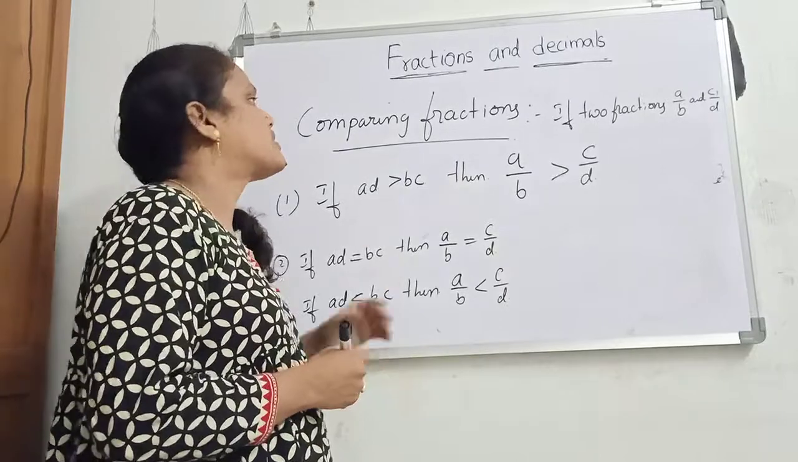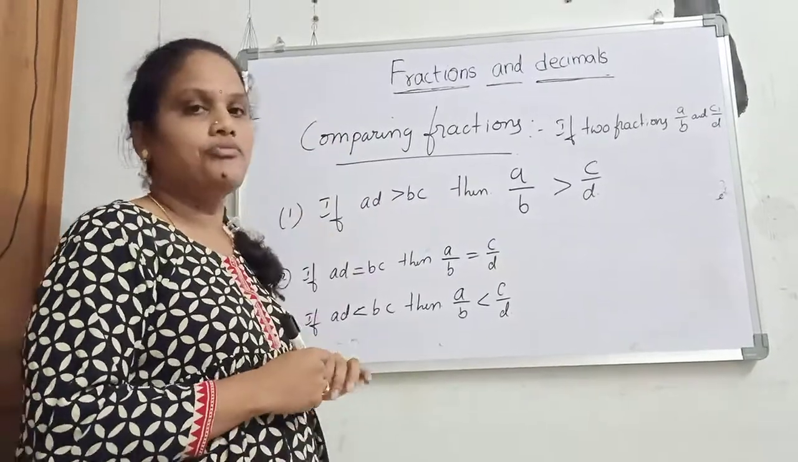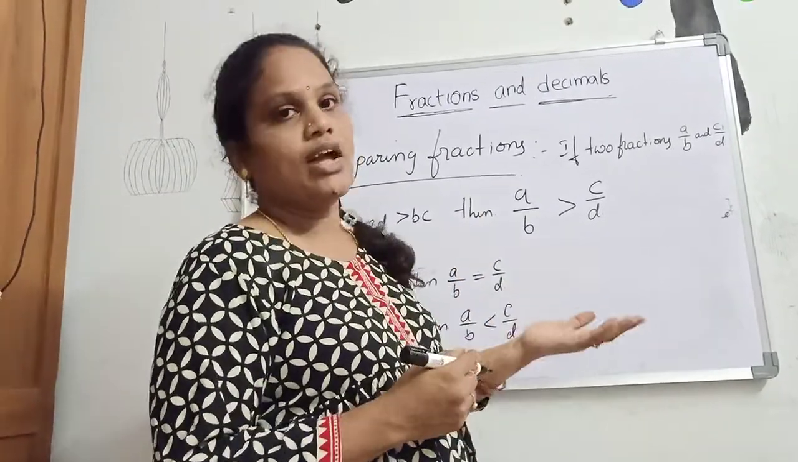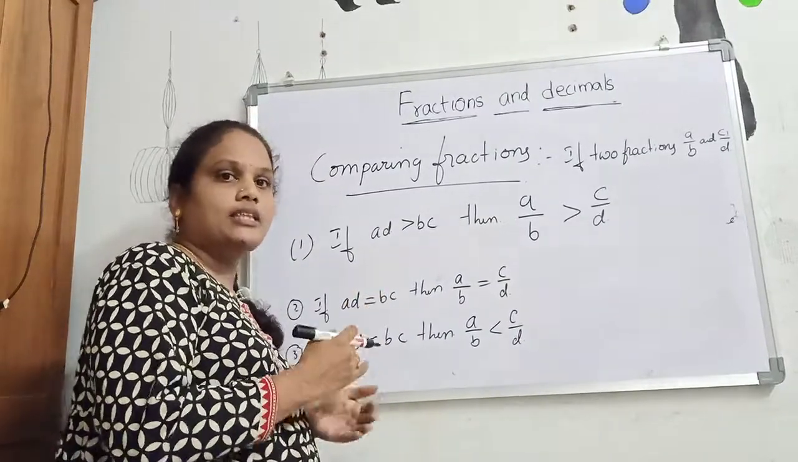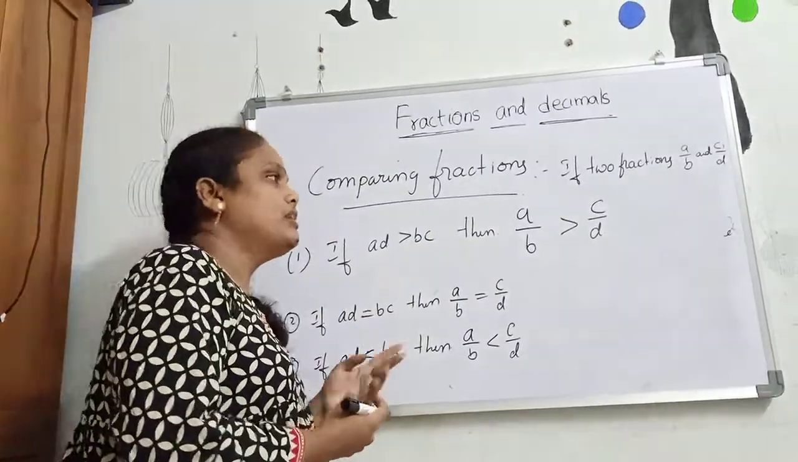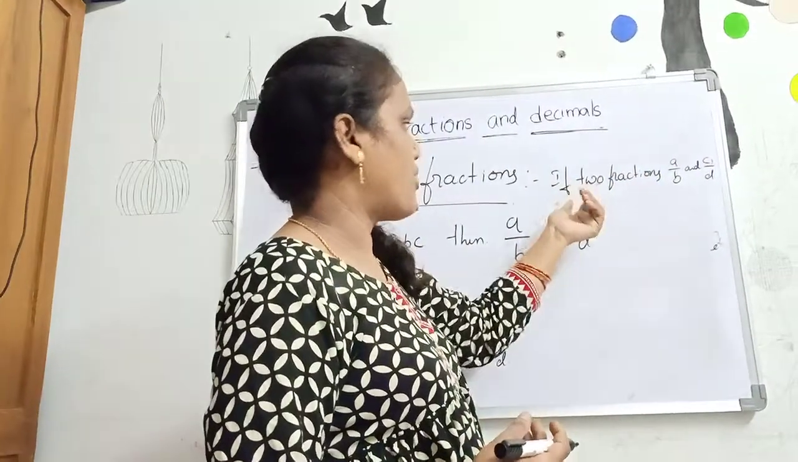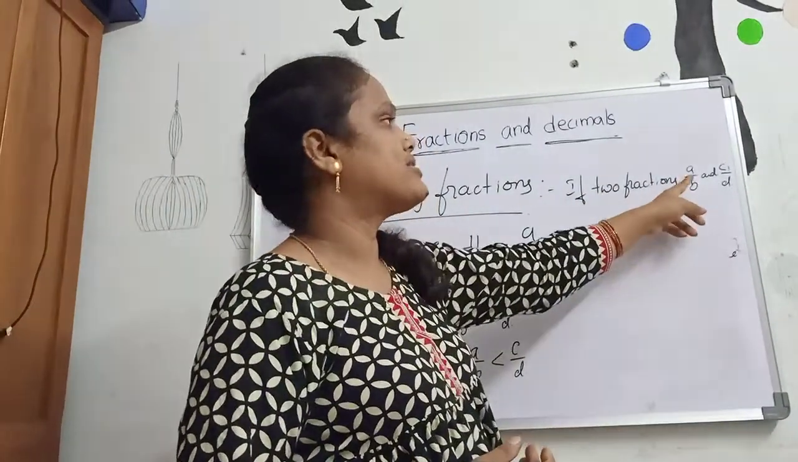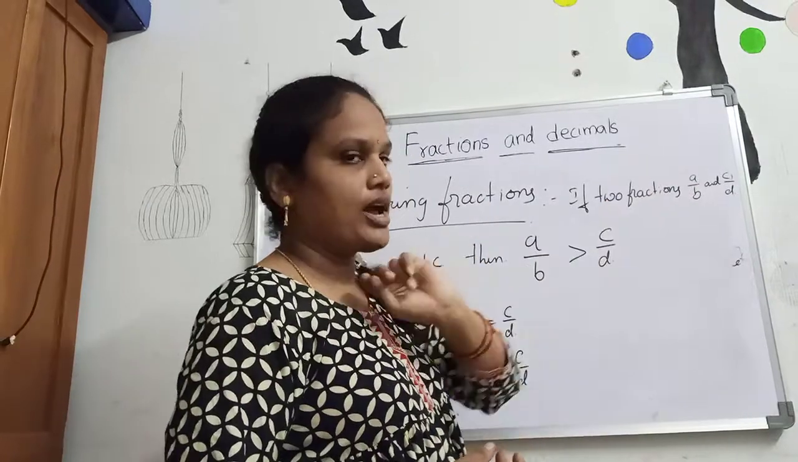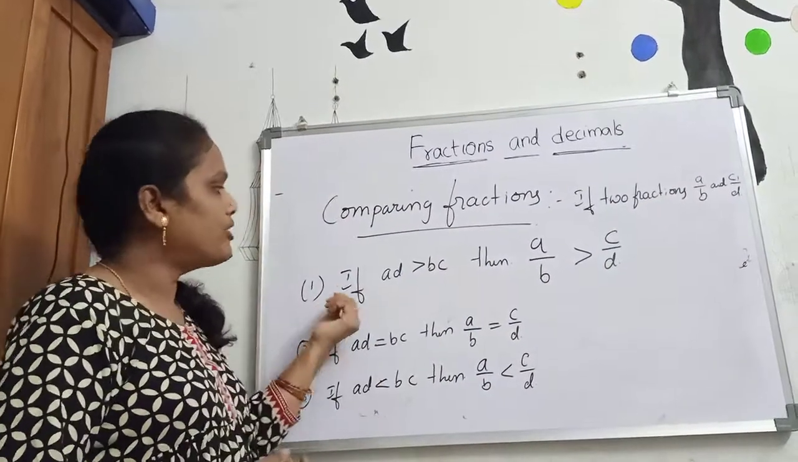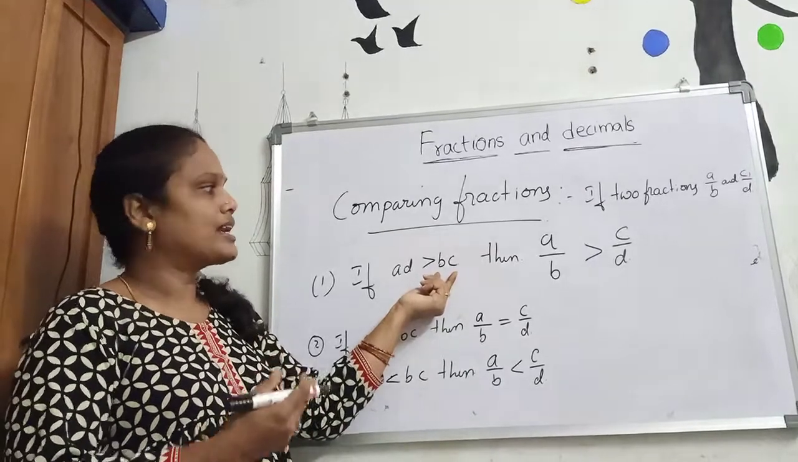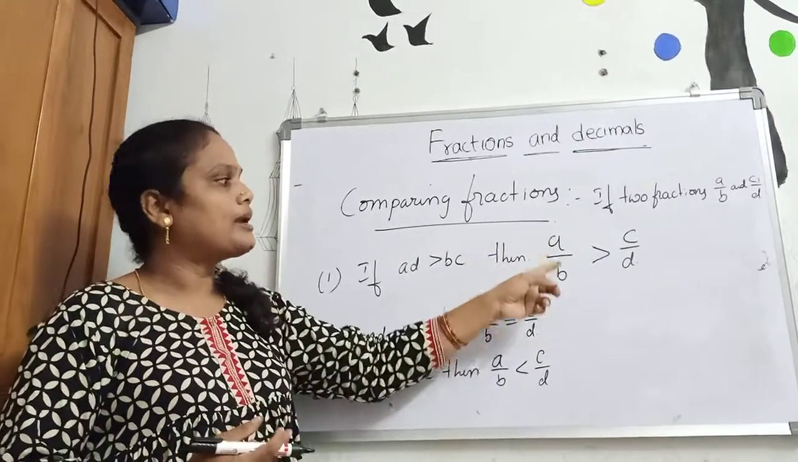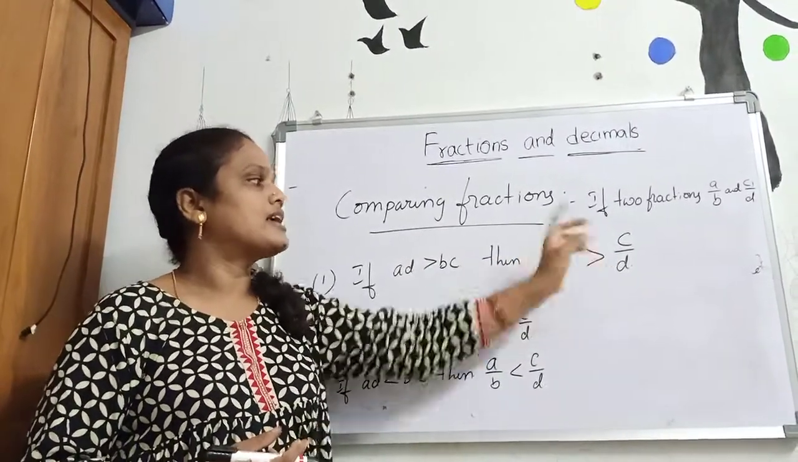Yes, the next concept is how to compare fractions. One fraction may be less than, or greater than, another fraction. How to compare? There is a formula. If there are two fractions, a by b and c by d, and if AD is greater than BC, then a by b is greater than c by d.